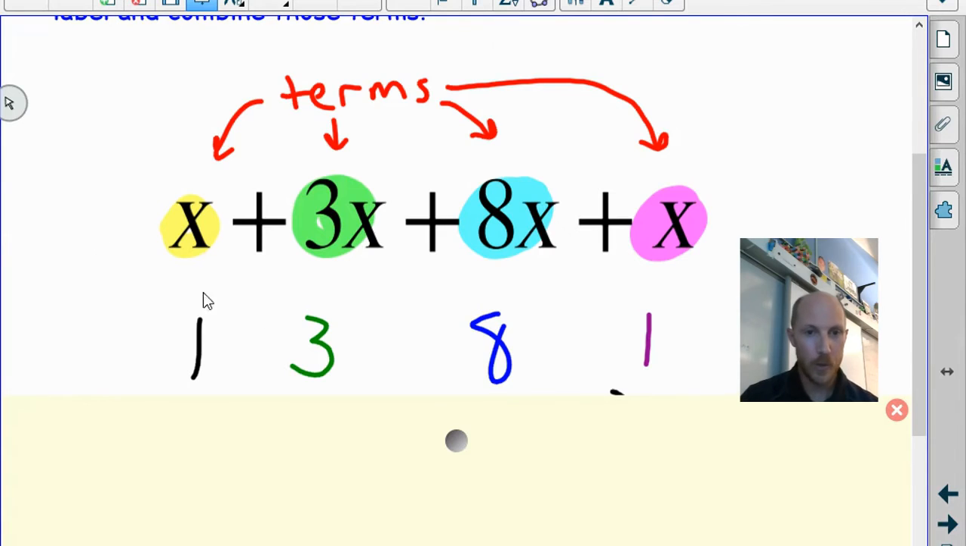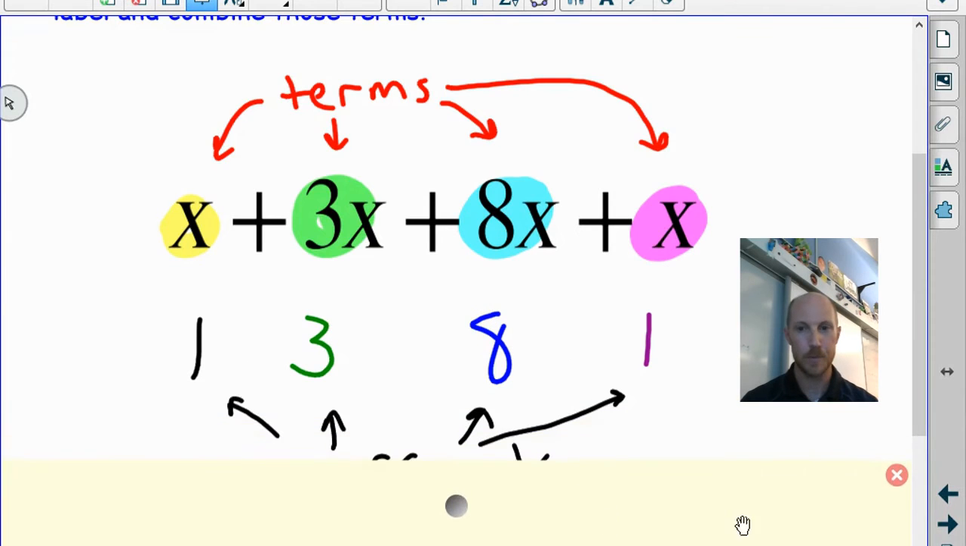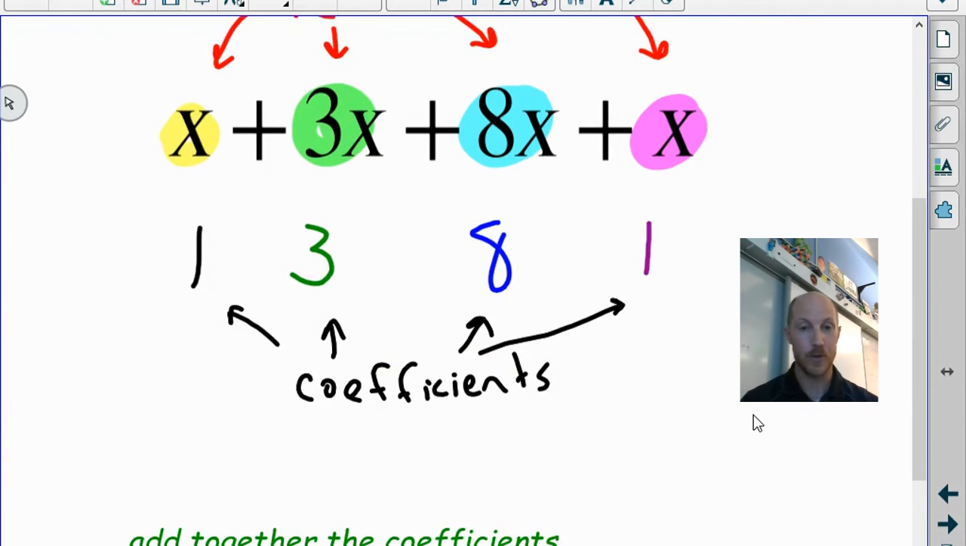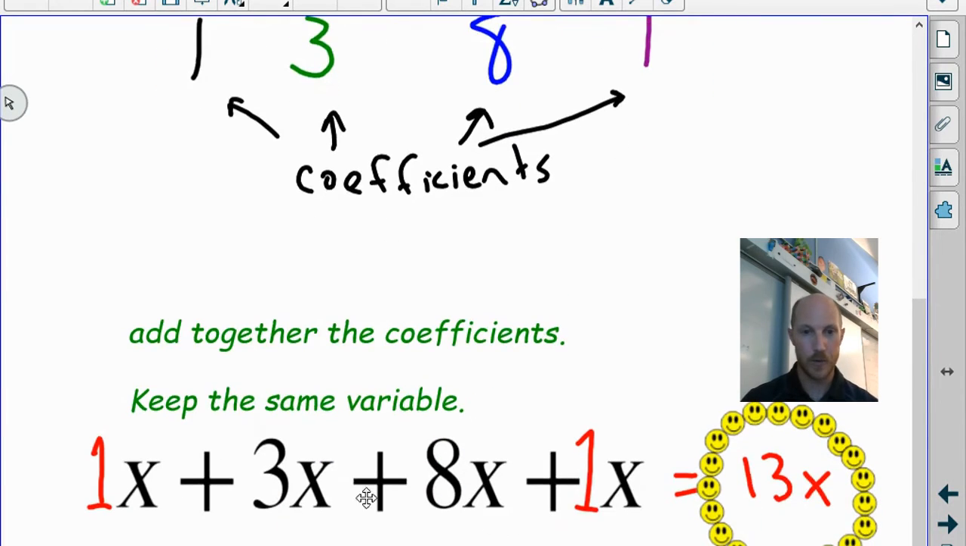So if I'm looking at the coefficients, I have 1 from the yellow one. I got 3 from the green term, 8 X's in the blue one, and then 1 more X in the magenta. So I'm just going to add those coefficients together. 1 plus 3 more plus 8 more plus 1 more, to find the total of those coefficients. And let's scroll down here. I've got this written out. So the grand total is 13x. The x is just the label from each of those terms.